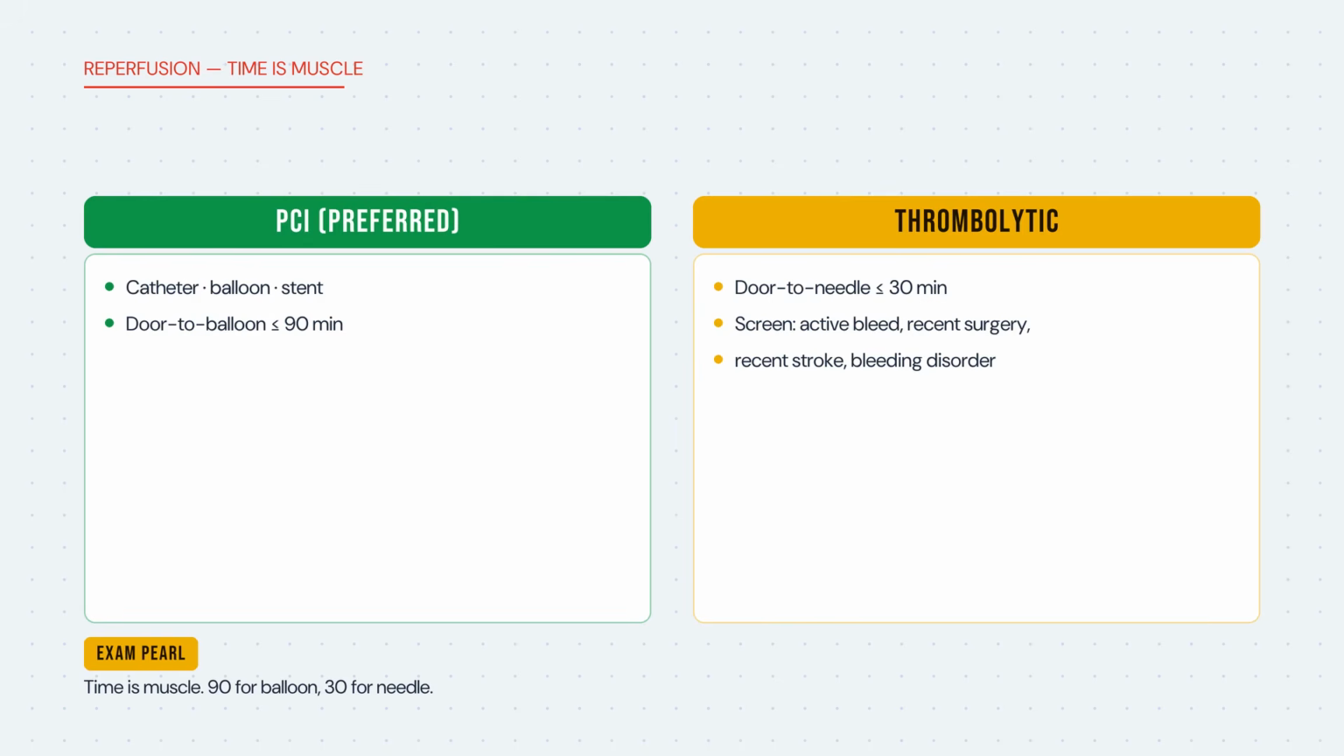If the facility cannot do that in time, thrombolytics are given instead, with a door to needle target of 30 minutes. And thrombolytics come with a screening question. Any active bleeding, recent surgery, recent stroke, or known bleeding disorder is a contraindication, because the drug does not distinguish between the clot in the coronary and a clot anywhere else.